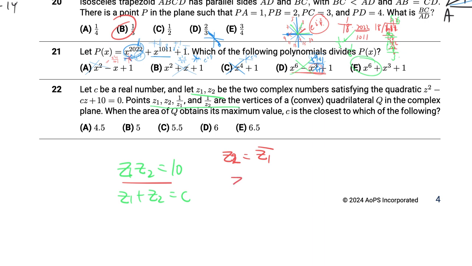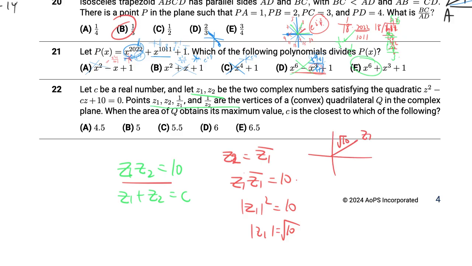And because of that, we have z1 times the conjugate of z1 is 10. And this means the magnitude of z1 squared is 10. So the magnitude of z1 is actually root 10. And z2 is its conjugate. So what this would look like is z1 is something like this. It has length root 10. And z2 is its conjugate, or its reflection over the x-axis.